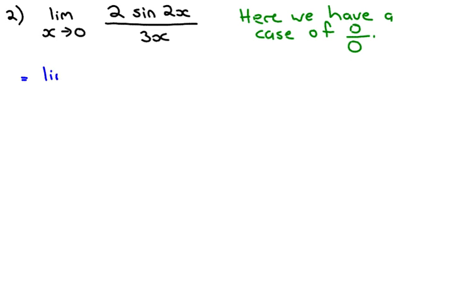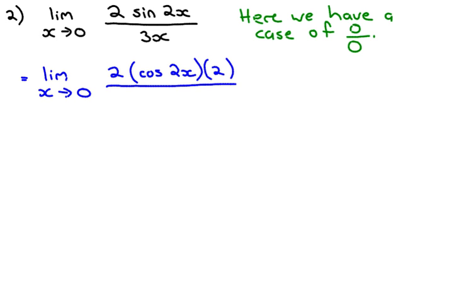So we keep the limit as x tends towards 0, and we find the derivative of that numerator. Okay, so finding the derivative, my numerator uses the chain rule. My 2 stays there. The derivative of sine 2x is cos 2x. Then I go inside and I find the derivative of that inside function. The derivative of 2x is 2. Go to my denominator and find the derivative of the denominator. The derivative of 3x is 3.